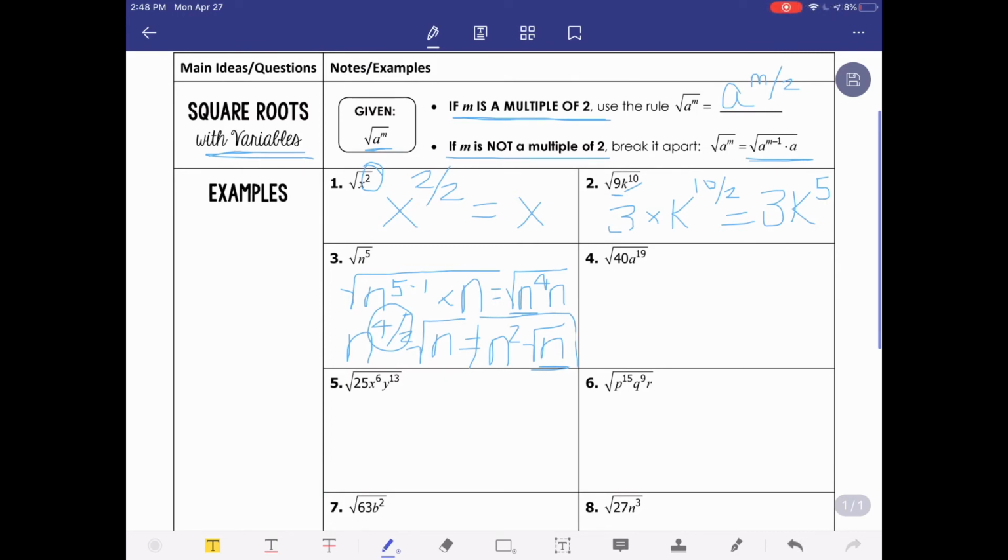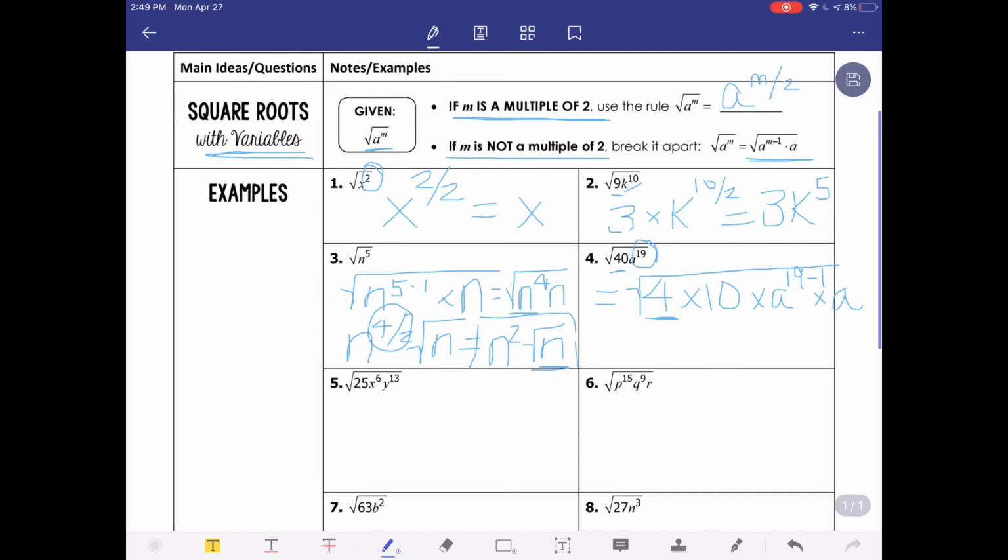Looking at number 4, I have the square root of 40 times a to the 19th power. So we need to simplify the 40, and then we also are going to need to subtract 1 from 19 because it is not a multiple of 2. So I'm going to take and rewrite this entire radical. So I know that 40, I can do 4 times 10. 4 is going to be that perfect square because it's 2 times 2. And then a, I'm going to take and subtract 1 from the 19. And then I have that remaining a there.